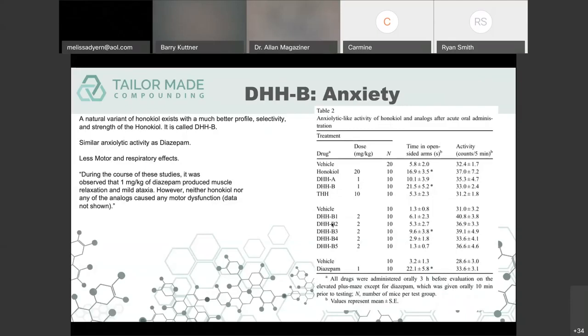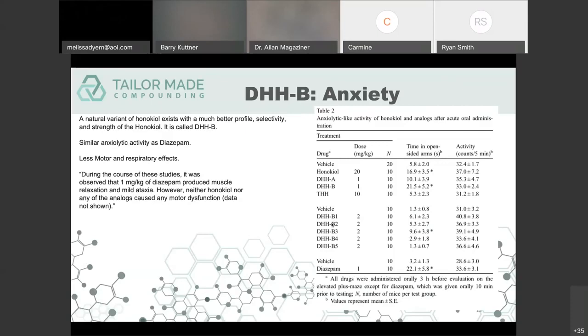And I included a little quote here that says, during the course of these studies, it was observed that 1 milligram per kilogram of diazepam produced muscle relaxation and mild ataxia. However, neither honokiol nor the analogs caused any motor dysfunction. And so, again, we get all the benefits without any of the problems.